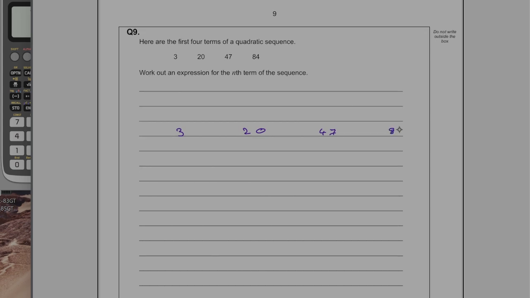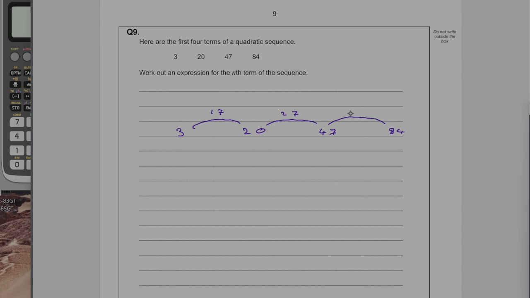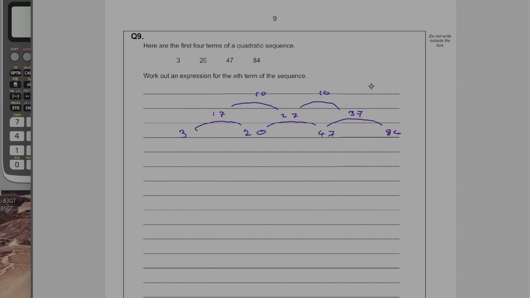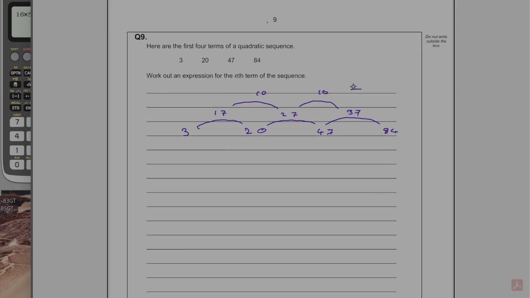Because for a quadratic, we're going to be looking at the second differences. The difference between these two numbers is going to be 17. The difference between these two numbers is going to be 27. And the difference between these two numbers is going to be 37. And then my second differences are 10 and 10. Right, so that means that we've got 10 over 2, n squared in my sequence, so 5n squared.